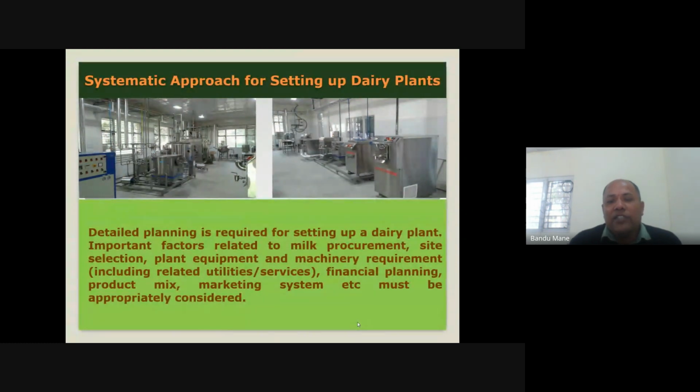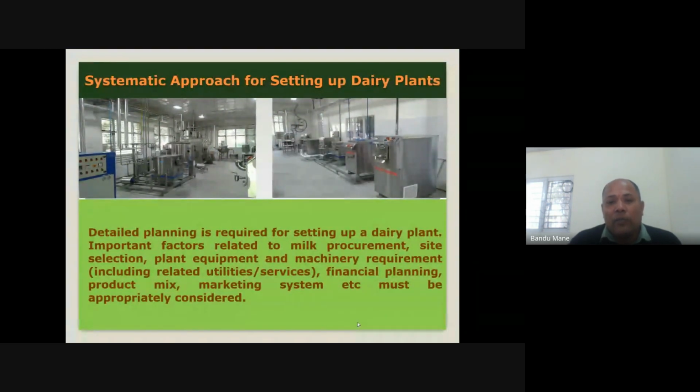Then the selection of the site. Suitable site selection is also one of the important criteria for setting up dairy plants. Then dairy plant equipment and machinery. What is the machinery required for setting up the dairy units? The small plant has different requirements, the medium plant has different requirements, the large plant has different requirements. Also, depending on the size of the plant, the utilities and services are different.